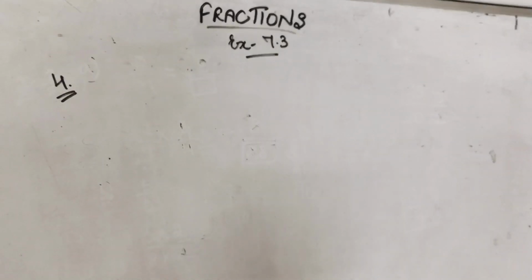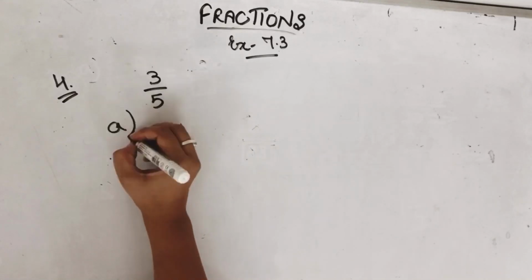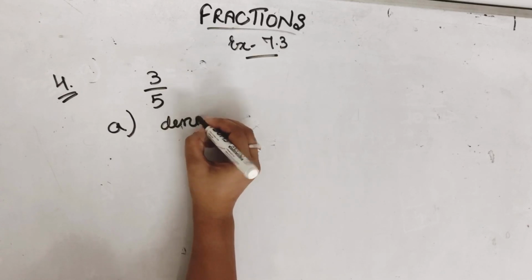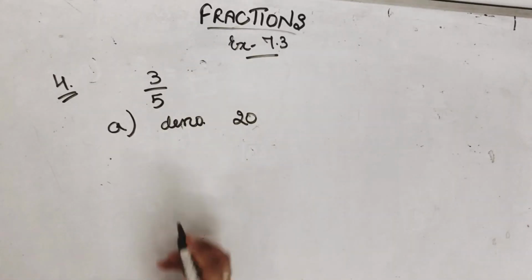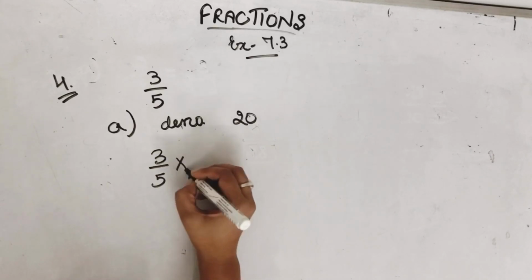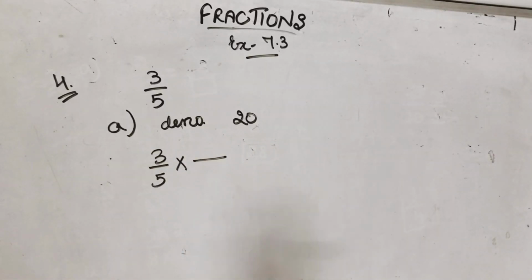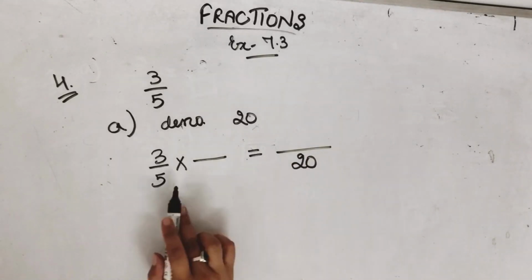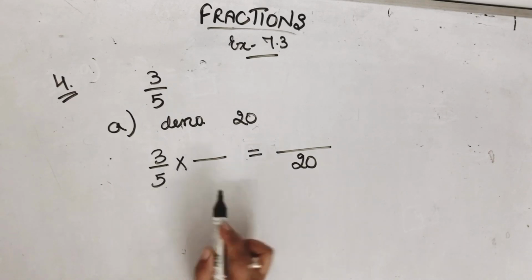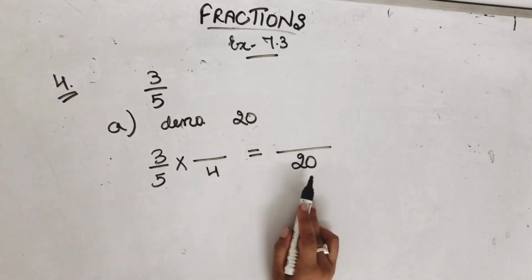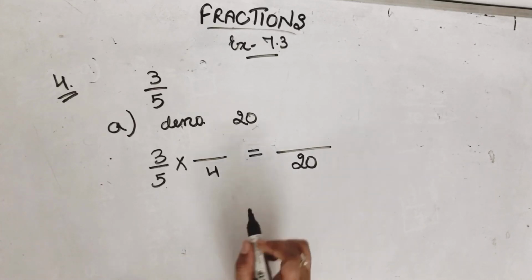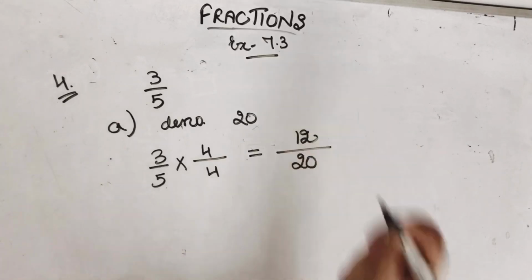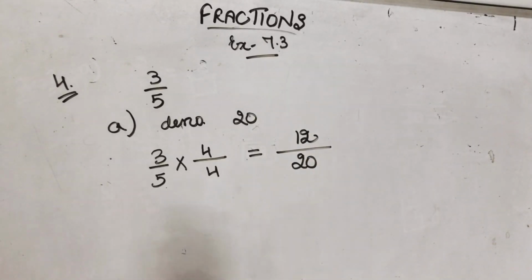Find the equivalent fraction of 3 by 5 having denominator 20. Denominator should be 20. So for 3 by 5, you can multiply by any number to get an equivalent fraction. But in the question they have written denominator should be 20. So it means we have to multiply 5 by 4 to get 20. Now if I am multiplying denominator, I have to multiply numerator also by 4. So 3 into 4 will be 12. So the answer is 12 by 20.